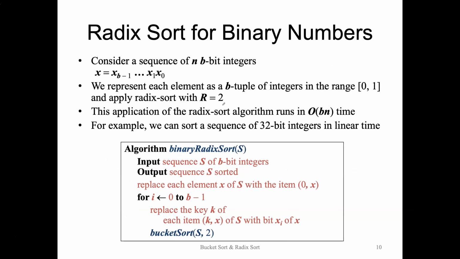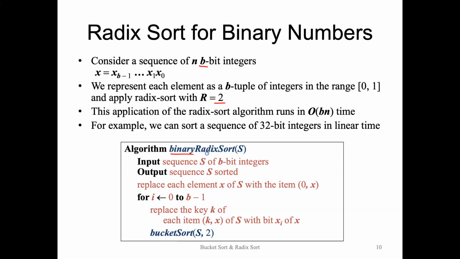So for example, say we wanted to sort a list of binary numbers. We can transform each key into b integers, since our binary number has b bits associated with it. Now each element that we have is a b-tuple, where the keys are integers in the range 0 to 1 because they're bits. Then we can apply radix sort, where r is equal to 2. So we're going to call bucket sort b times.